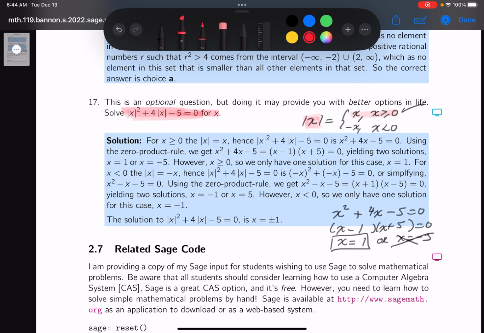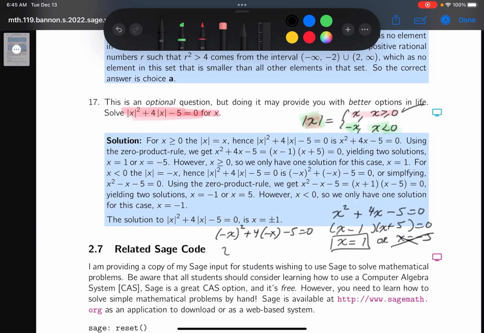And what's the next case going to be? It's when the absolute value of x is equal to the opposite of x, and that's when x is less than 0. Well, let's write that down. What are you going to get? Well, let's take a look at it. You're going to get minus x squared, because the absolute value of x is equal to minus x, plus 4 times the absolute value of x, which from below 0 is minus x, and then minus 5 equals 0.